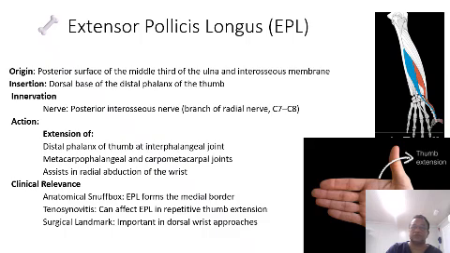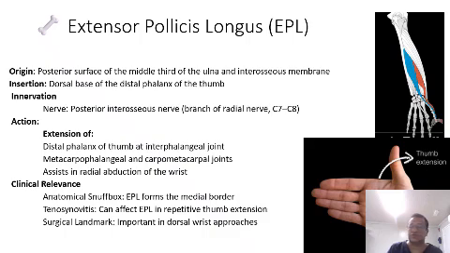Let's look at the extensor pollicis longus or EPL. It plays a vital role in thumb mobility. It originates from the posterior surface of the middle third of the ulna and adjacent interosseous membrane. It inserts into the dorsal surface of the base of the distal phalanx of the thumb. This long path gives it leverage for powerful extension.